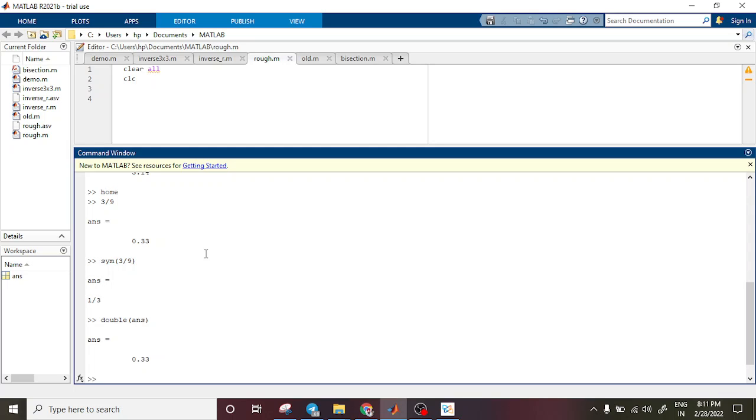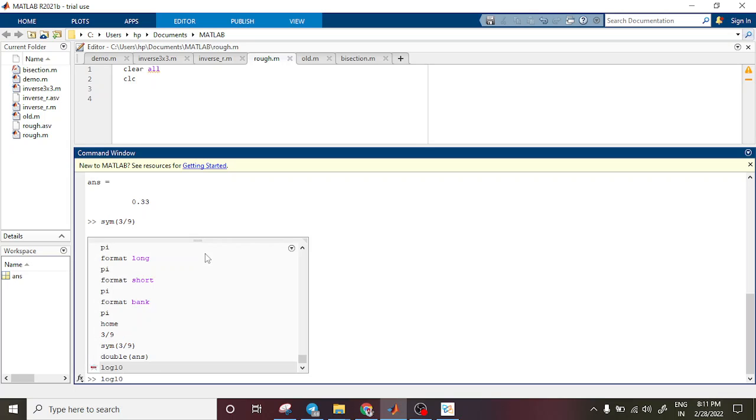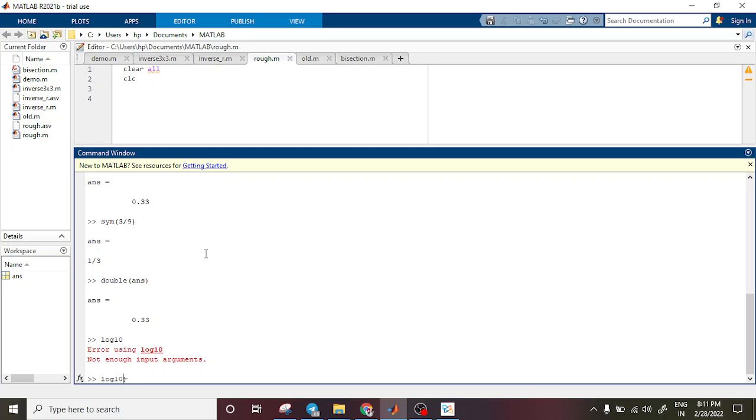Next is the log. If I write log 10, what will be the value of log 10? Log 10 gives nothing, because you should always use brackets while writing it. Now you are getting 2.30.